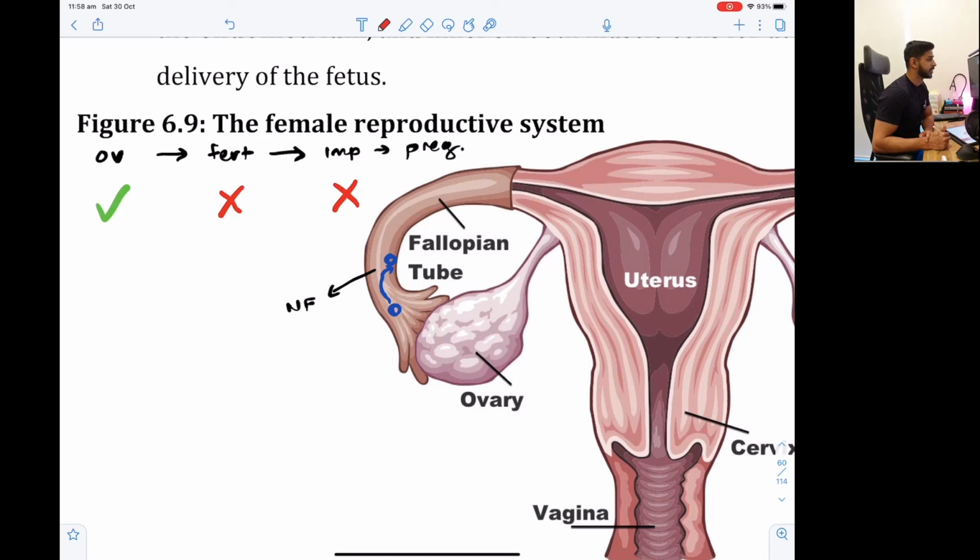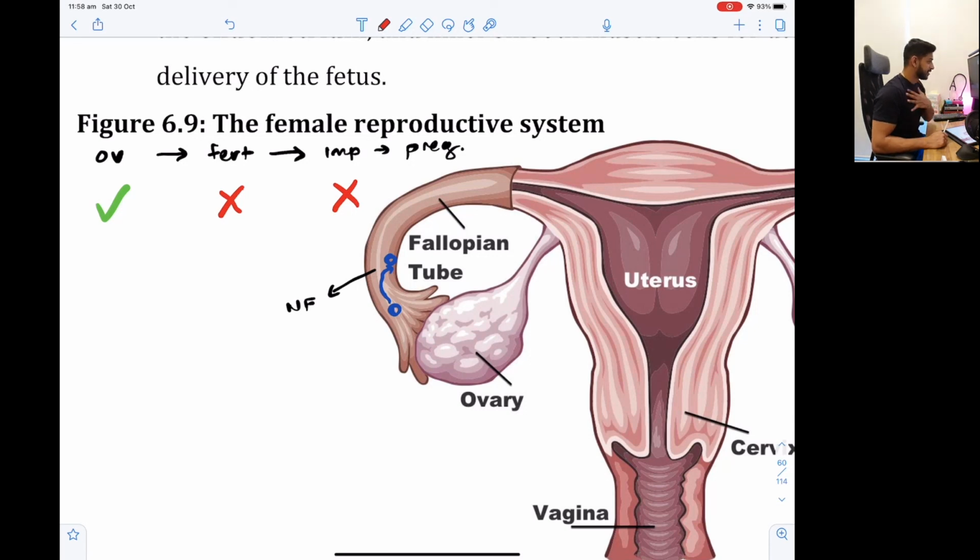So we don't have implantation. Now, someone asked me last lesson a very good question. He said, what is being detected in a pregnancy test? Does anyone know the answer before I tell you the answer?